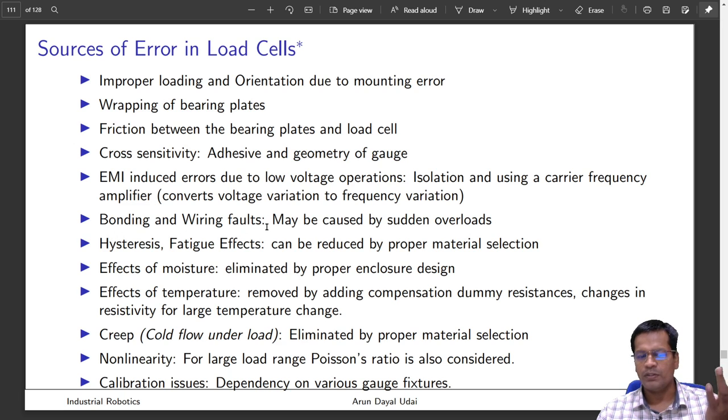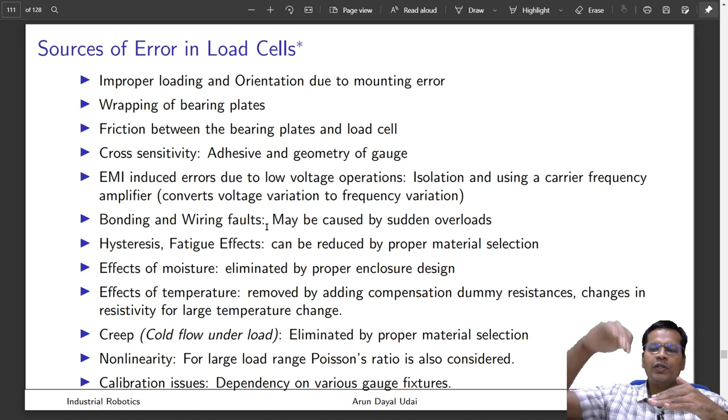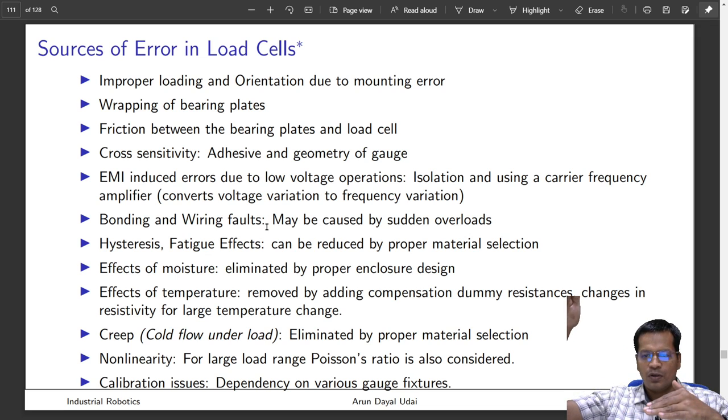Bonded and wiring faults, obviously it can peel off if the adhesive is not good. Hysteresis, fatigue: while loading it showed you some curve of voltage, while unloading it can follow a different track. So you should know how much hysteresis can be there. Fatigue effect: over a period of time it needs recalibration.